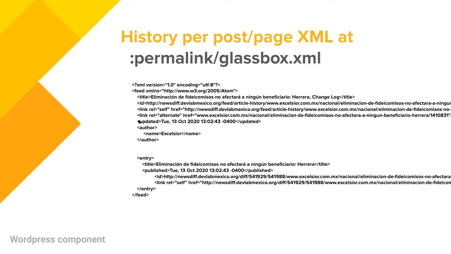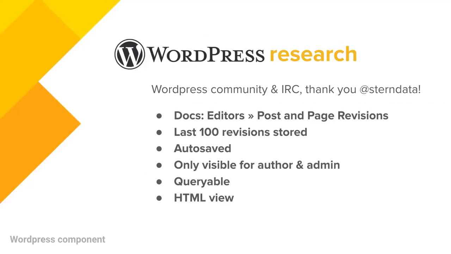We are doing WordPress research. We have mostly finished this spike, and what we have seen is that the WordPress community helped me in the IRC, and Stern Data user was very kind and pointed me to things. What we have is that editors and post and page revisions already have this kind of approach of the difference between the editions. These are only visible for the admin and the author, and they're queryable. And you can see them in HTML.